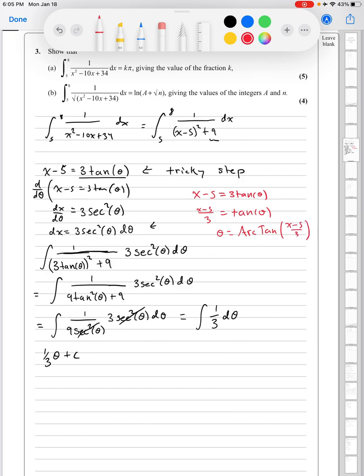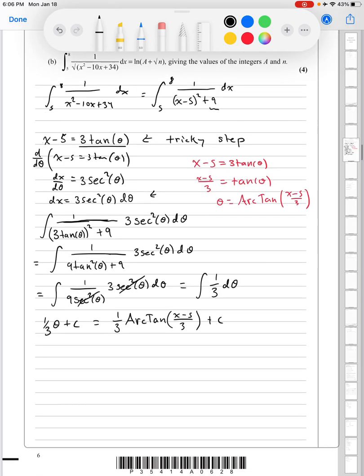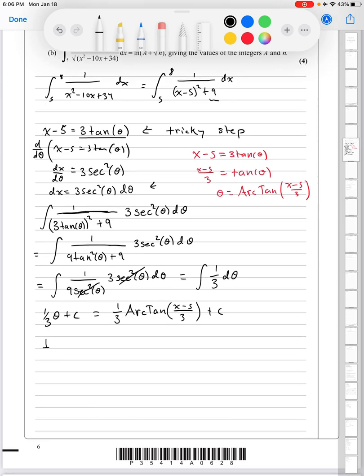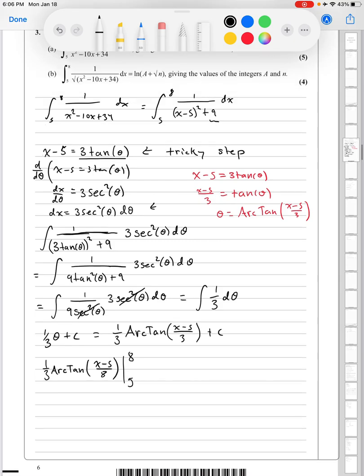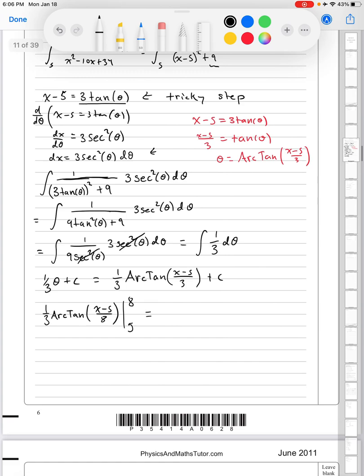And so our integral is in fact just equal to a third of arctan of x minus 5 over 3 plus c, which of course we don't care about since we're doing it with limits, but I'm just putting it there to have the indefinite integral. And so what we ultimately want is 1/3 arctan of x minus 5 over 3 from 5 to 8. Let me just double check. Yes, from 5 to 8. So plugging this in, we get a third times the arctan of 3/8.